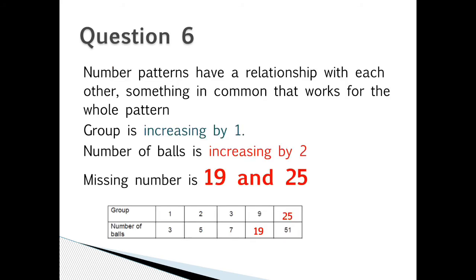Number patterns have a relationship with each other, something in common that works for the whole pattern. Group 1 is increasing by 1. The number of balls is increasing by 2. Your missing numbers are 19 for the number of balls and 25 for the group.